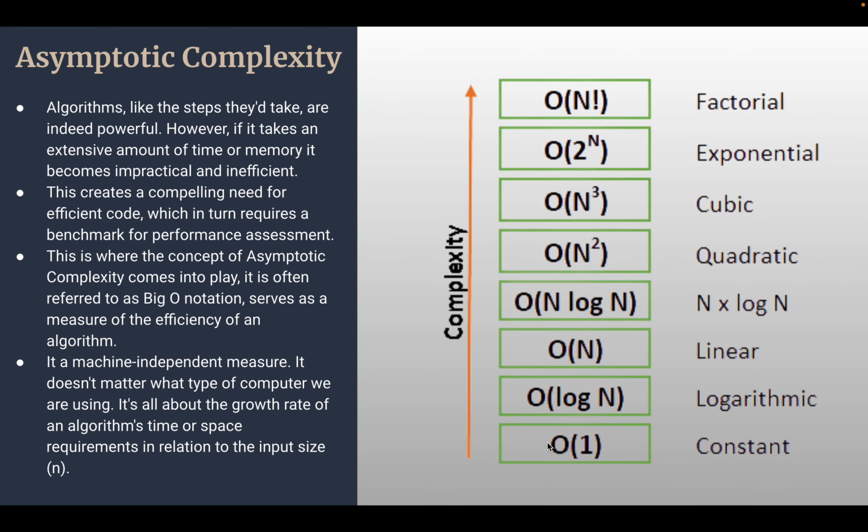In that aspect, asymptotic complexity. This is a very important section of DSA, because algorithms are cool, right? They are a recipe to carry out a particular operation and then be able to resolve it and have a definite answer. But when you think about it, if an algorithm takes so much time to run, it's not efficient, right?